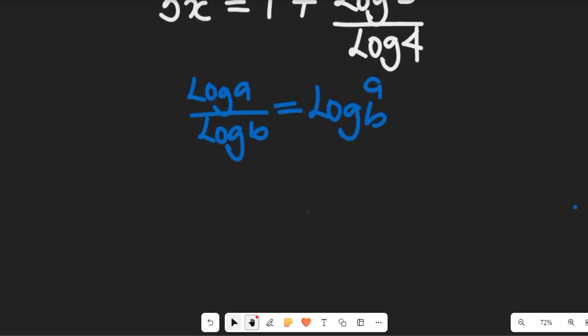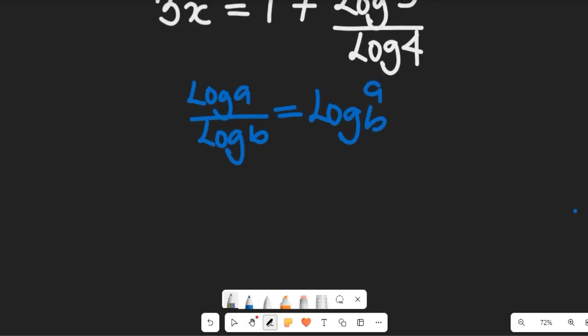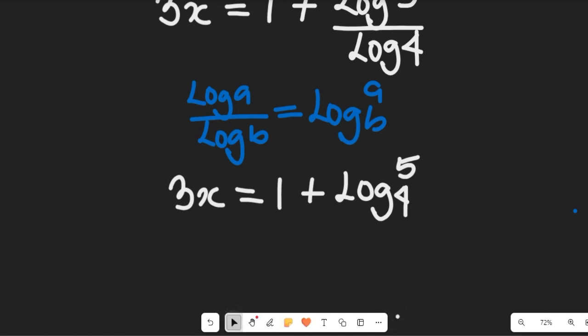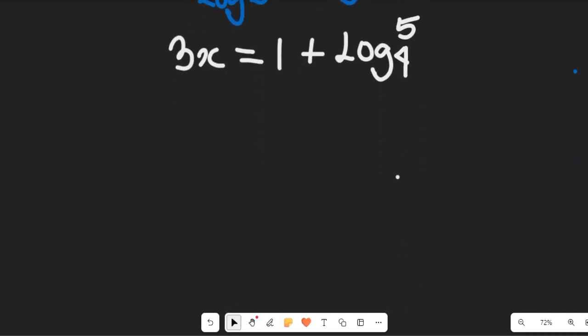Now, in the next step, if we apply it, we are going to have that expression now be equal to, this is 3x equal to 1 plus log 5. That will give us the log of 5 base what? Base 4. Great. Now, if we have the log of 5 base 4, the next step, we can find the value of x. The value of x can be found if we divide both sides by 3.